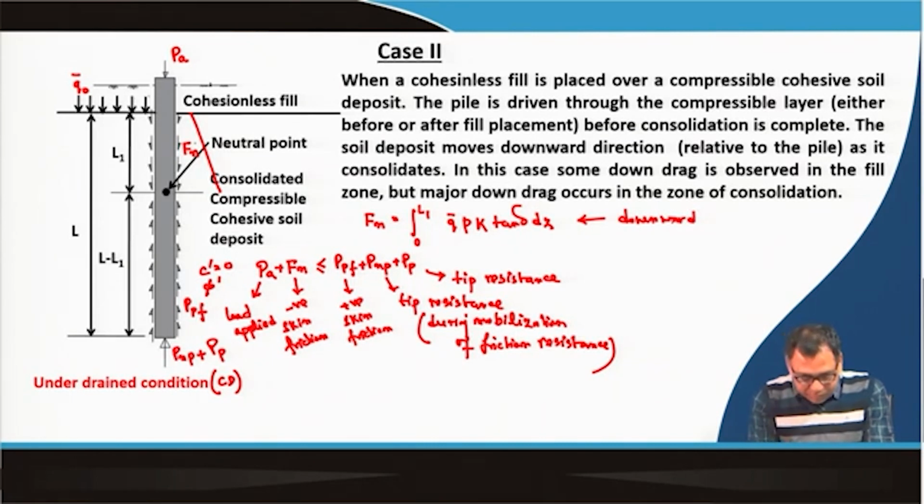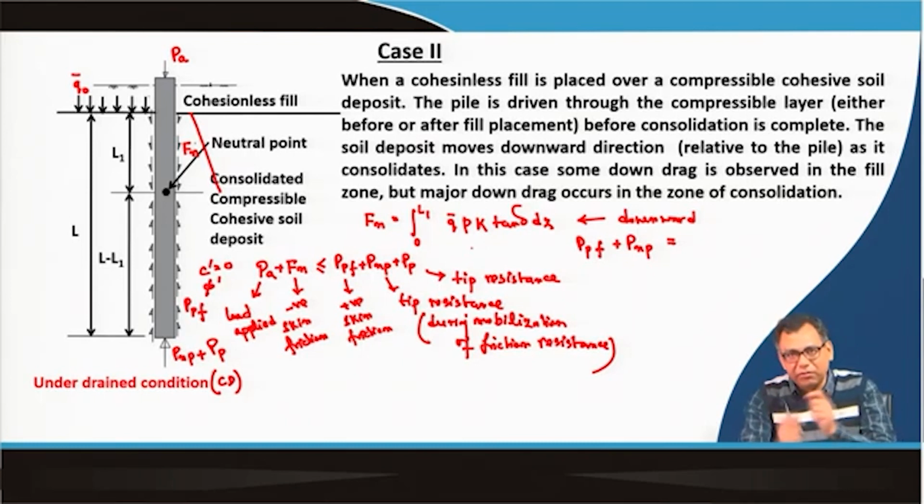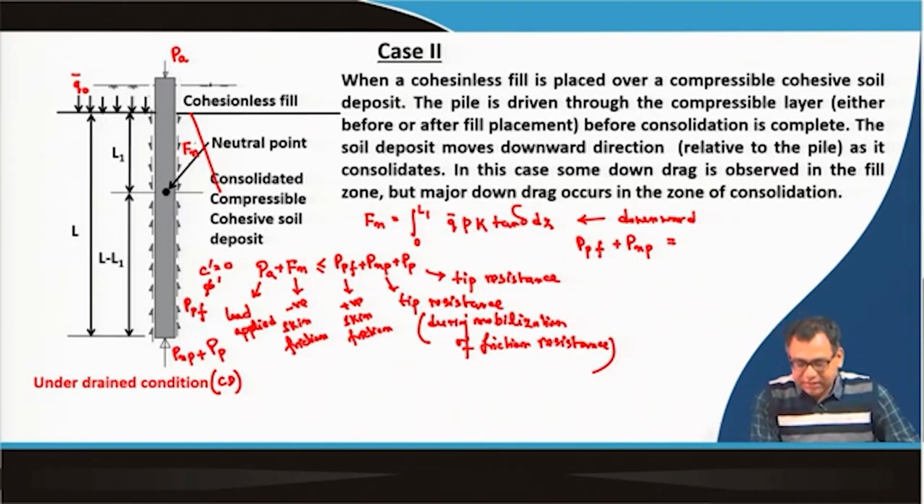So, corresponding upward forces will be the PPF plus PNP, because during mobilization of the friction resistance, there will be some tip resistance and then the positive friction resistance. So, that means the negative friction resistance should be counterbalanced by the positive friction resistance plus some amount of the tip resistance.